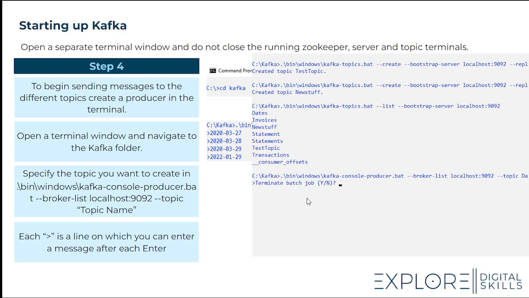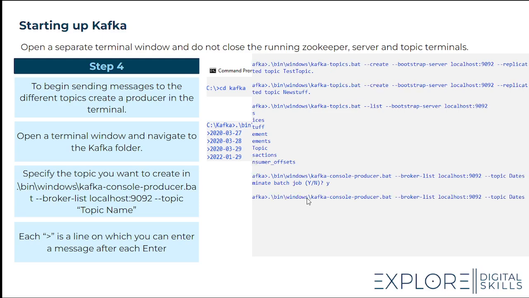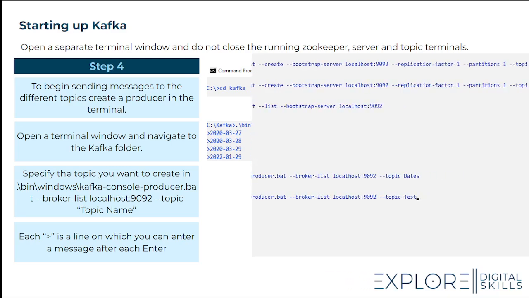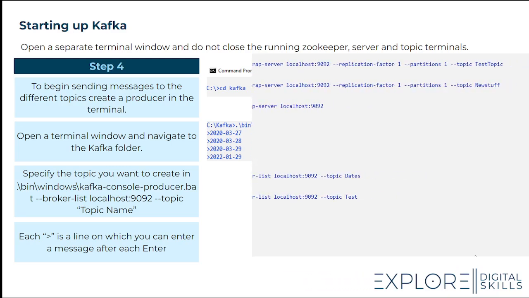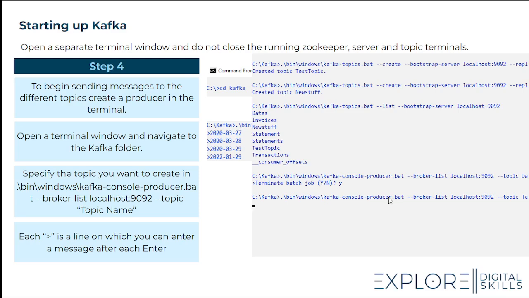Let's terminate this particular batch job. Okay, and I don't want to publish to topic dates. I want to publish to topic test topic. I think that's the topic that we created last. Yes, test topic. Cool.